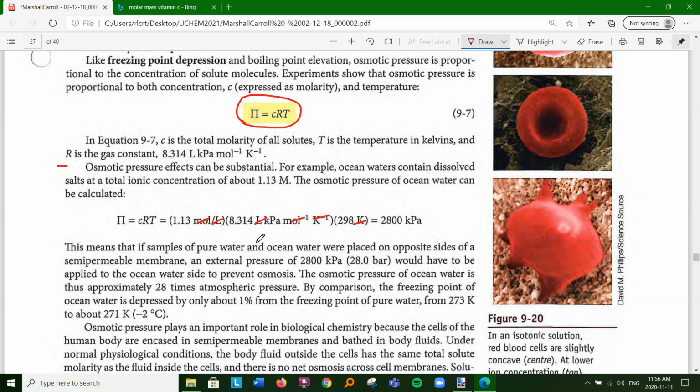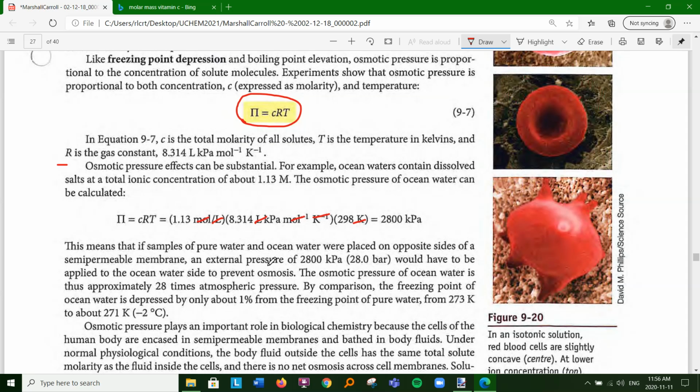So it means if you had pure water and ocean water on opposite sides of a semi-permeable membrane, an external pressure of 2,800 kilopascals would have to be applied to the ocean water side to prevent osmosis. Reverse osmosis, by the way, has been used to desalinate water. That means get rid of the salt to make it into drinking water, so it is an important process. That's the equation.